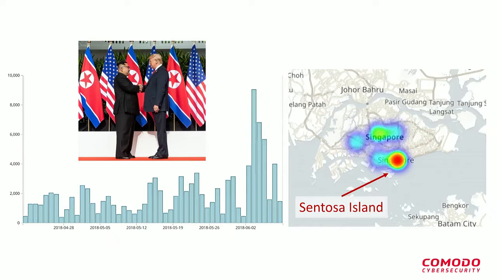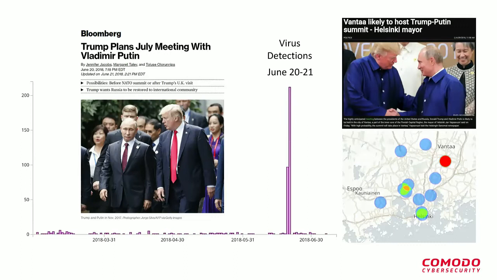Here's Finland, right? So when the summit is announced, this is a more particular, isolated virus in this case. And again, you may say, well, that could be anything, but in fact, it's in the very neighborhood where the summit was to take place, that was the virus propagation, right?